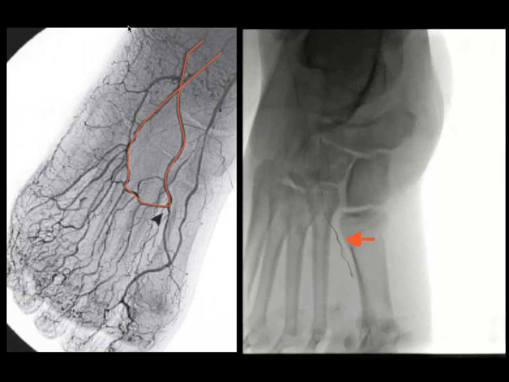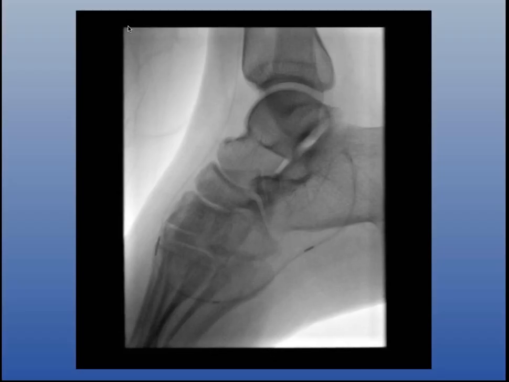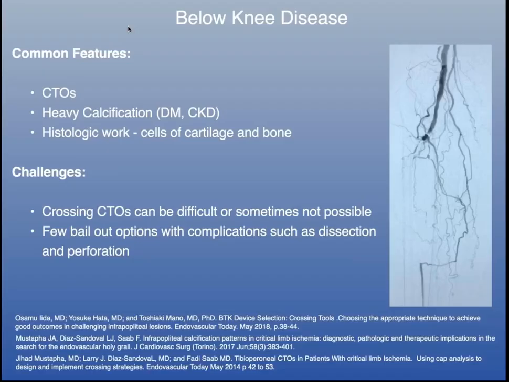When you look at the pedal loop on the lateral view, it looks like it's so wide, but if you notice, it's actually pretty narrow in the AP view. And then obviously once you've done your recanalization, or you've traversed this loop, you want to inject contrast and always show that you are true lumen, intraluminal, and actually in a vessel that you think you're in. So what are some common features of below knee disease?